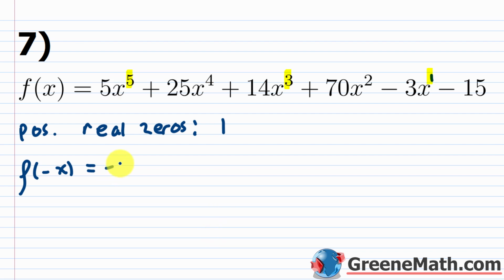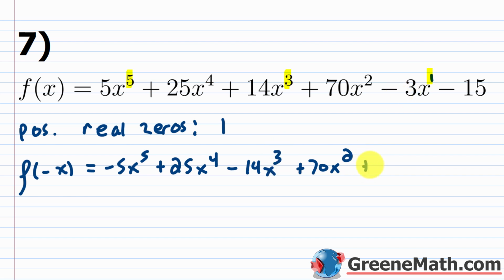So this would be negative 5x to the 5th power. This right here, that's even, so don't change it. So plus 25x to the 4th power. Change the sign here. So this is minus 14x cubed. And then this one would stay the same. So plus 70x squared. Let me put this in here. And then this right here, you change the sign. So plus 3x. And then this stays the same. So minus 15.